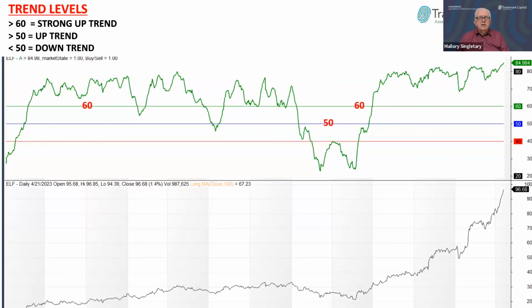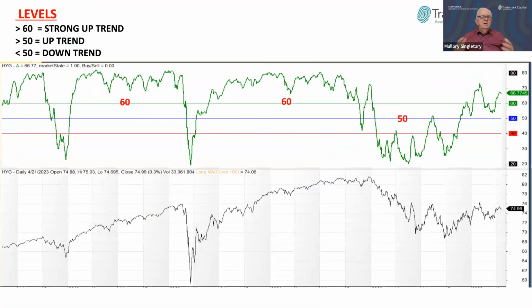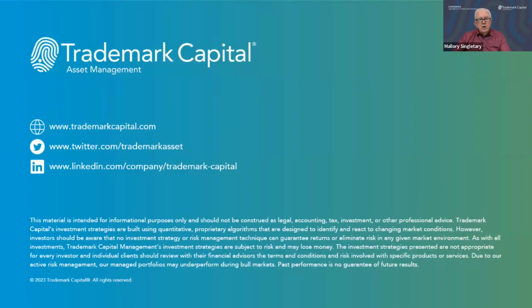Let's look at the right-hand side of the screen. We think that anything above 60 is in a strong uptrend. And that, my friends, is a pretty strong uptrend. And so this is a high yield bond fund. Look at the same thing. When you're above 60, direction's up strongly, no matter whether it's an index, a bond, or a junk bond, or just about anything. But also on the right-hand side of the screen, below 50, it's not very helpful to be in the market there. So how do we utilize these normalized trends?